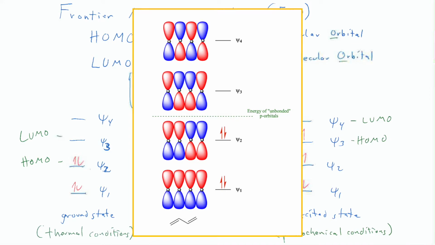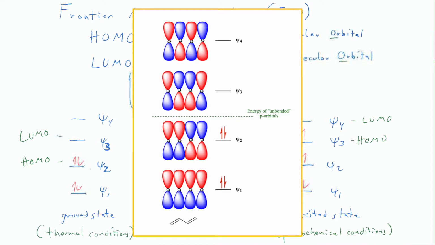Again, looking at adjacent carbons, looking at psi2, on the left we have an in-phase bonding interaction, and on the right 2 carbons, again, we have an in-phase bonding interaction. But if we look at the middle 2 carbons, here we see an out-of-phase interaction, and that's an anti-bonding interaction. So overall, psi2 has 2 bonding interactions and 1 anti-bonding interaction, and because it has more bonding interactions than anti-bonding, we consider it a bonding molecular orbital.